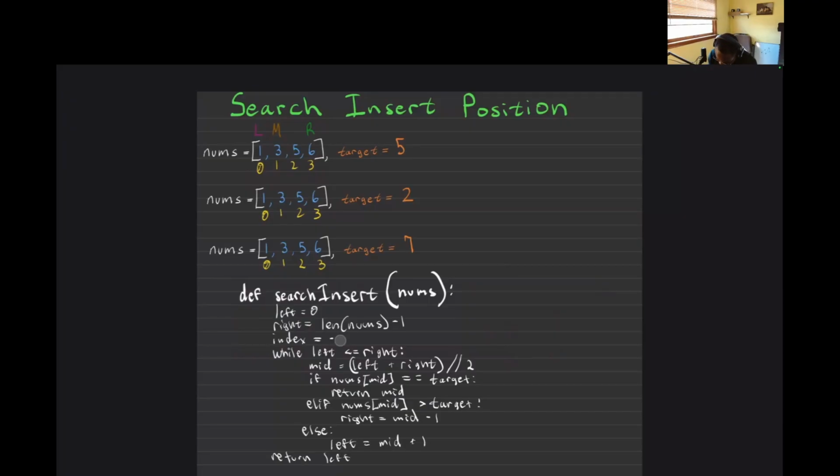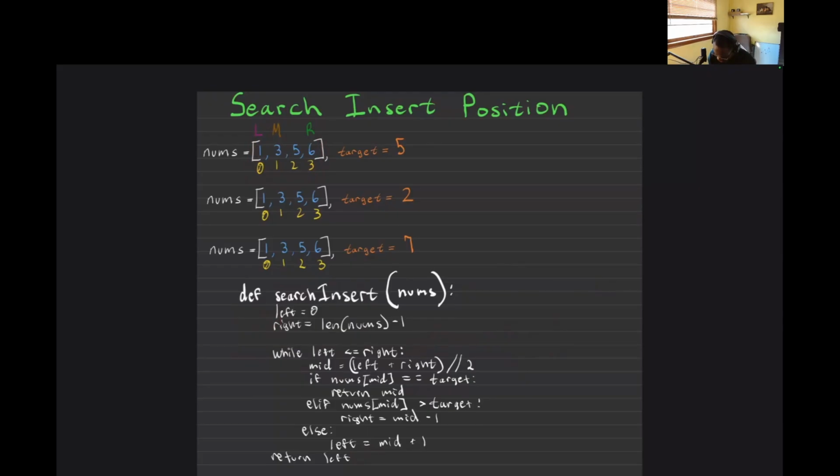And actually, we won't need this index, yeah, because this left here will do the job, and you'll see why. Okay, let's do a walkthrough with this example. So we already have our left, right? We have our right here. While left is less than or equal to, that's true. We have 0 and 3.